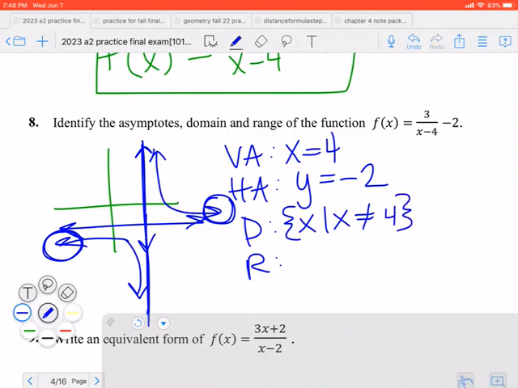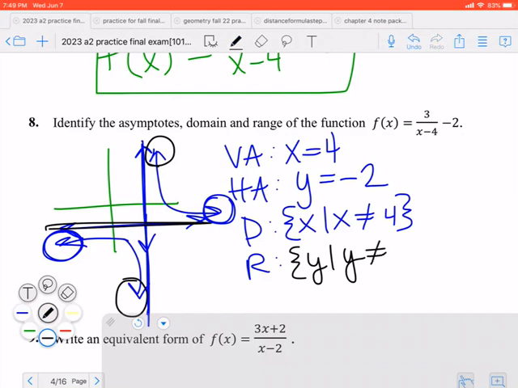And then our range is bottom to top. It's going down forever, up forever, but it's skipping over the horizontal asymptote. Y such that y is all real numbers except -2.